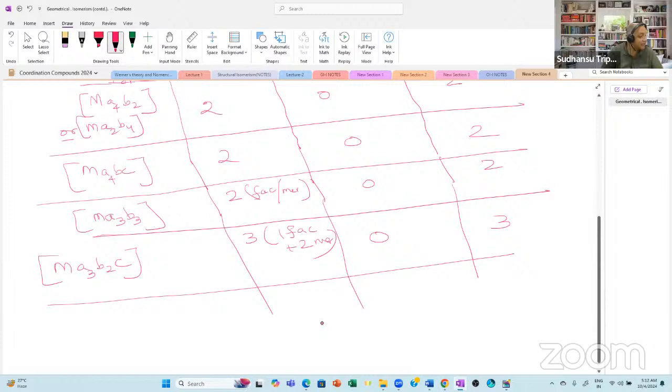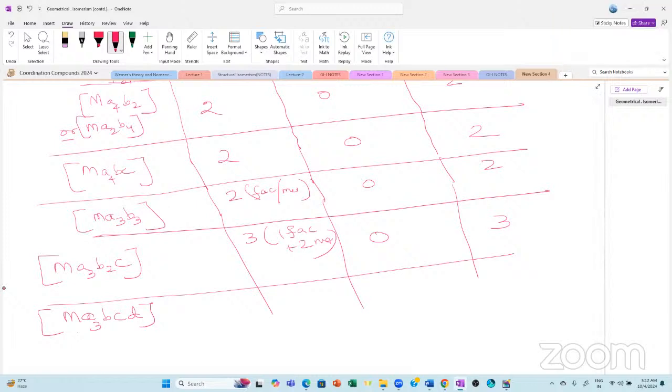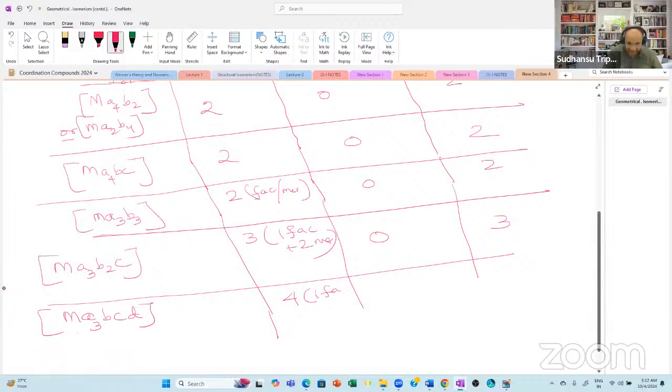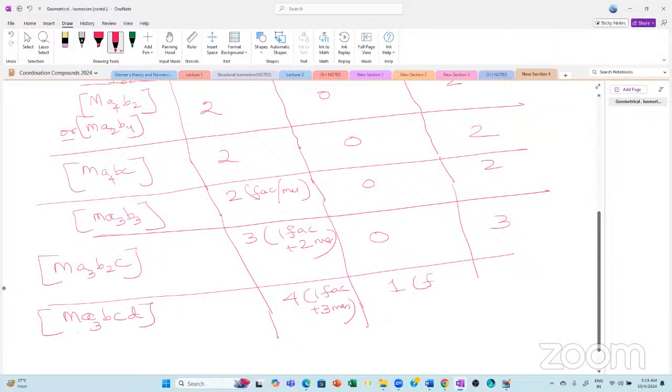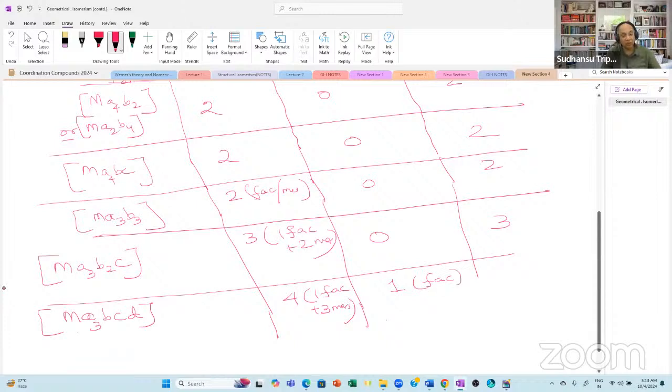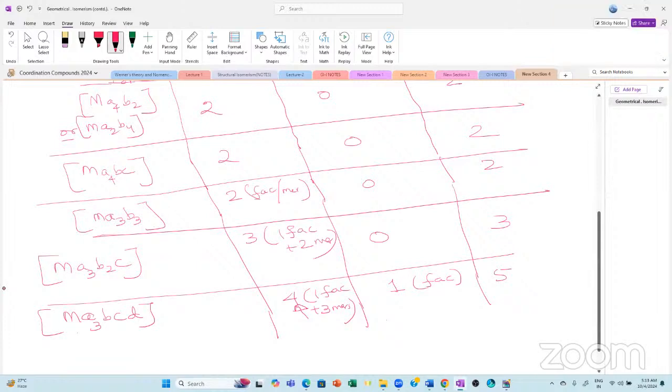Then comes the most important, MA3BCD. Tell me. 4 out of which one is fac and 3 are mer. One fac plus 3 mer. So does any one of them is disymmetric and show optical isomerism? Yes, sir. One. Which one? Fac. So we add one. One is included in this number. So the total number of stereoisomers is how much? 5.